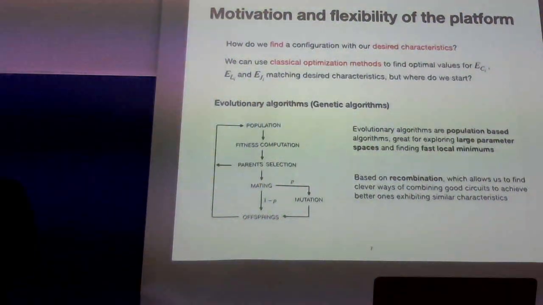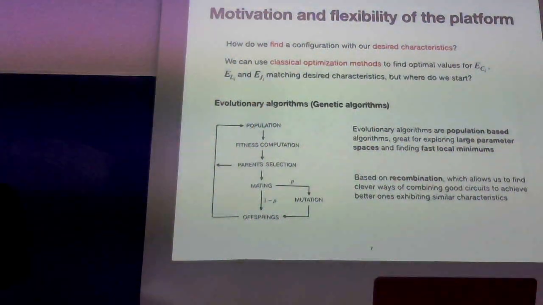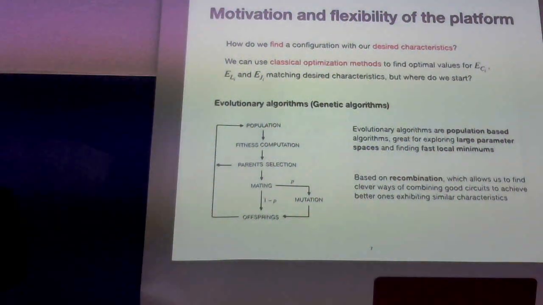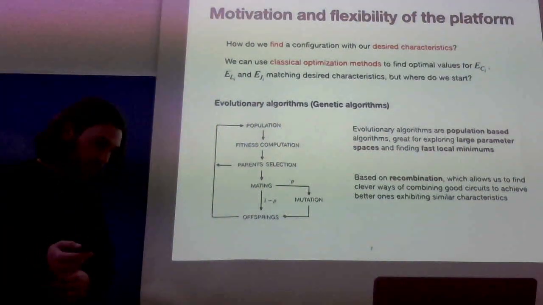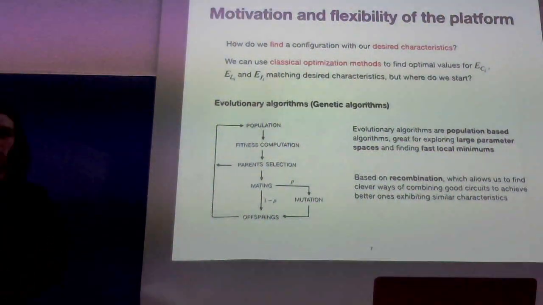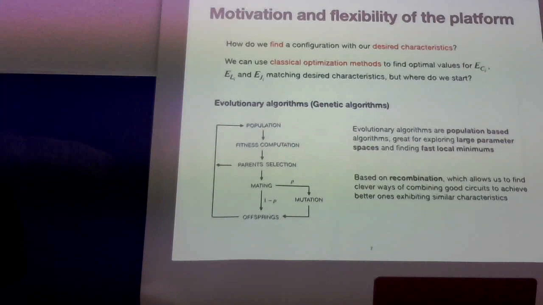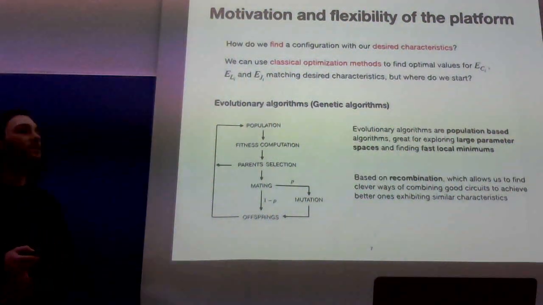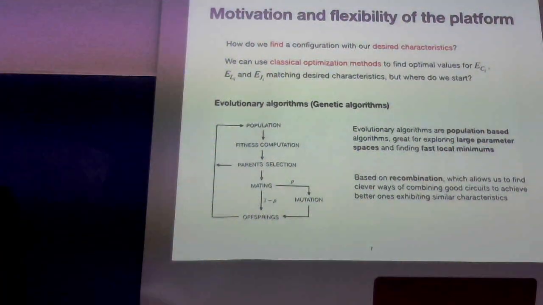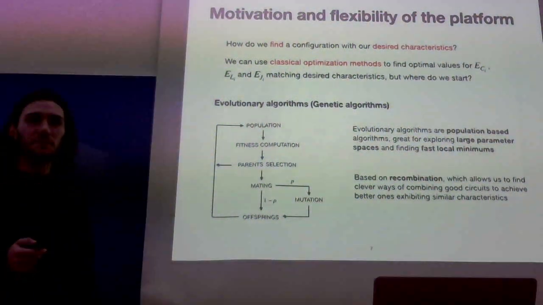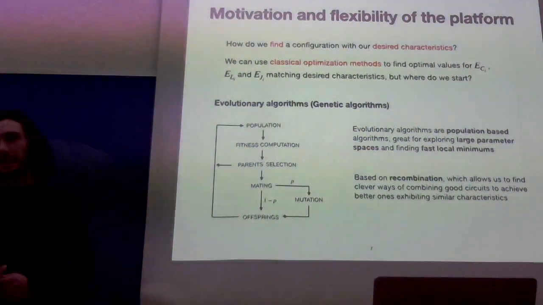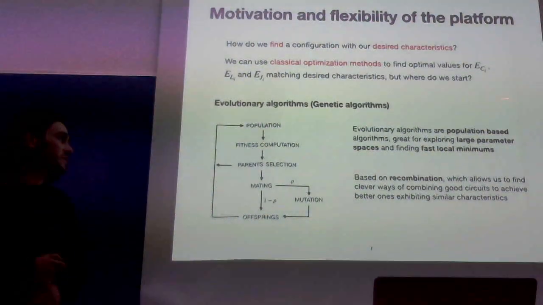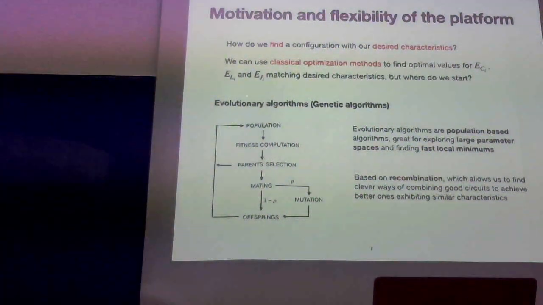Can we find a way to find a superconducting circuit of several modes that exhibits characteristics that we are interested in? For that, we can think of classical optimization methods just to find these values of EC, EL, and EJ for different arrangements. But the problem is, where do you start? If you don't know what kind of energies give rise to certain characteristics, it's difficult to find a way to start. That's why we are employing evolutionary algorithms.